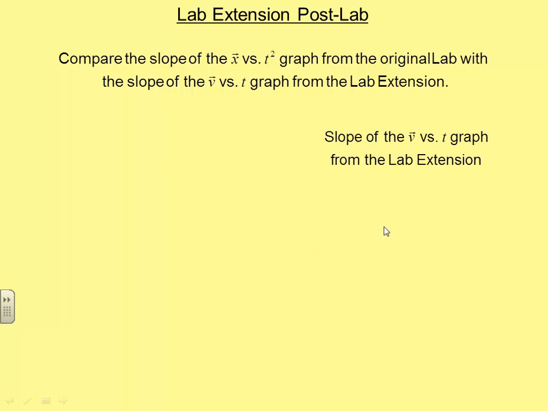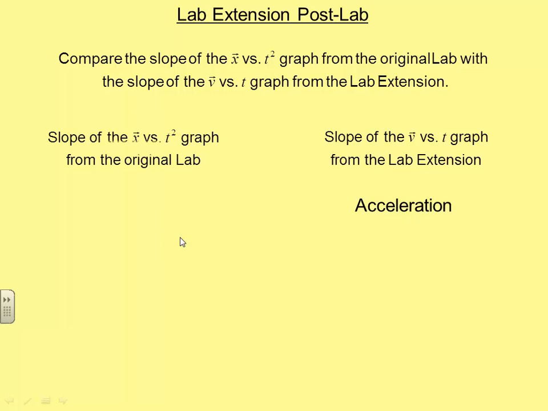Check out your numbers. If you look at your velocity time graph slope that we just made in the lab extension, which is the acceleration, right? Look at that number. Now compare your position time squared graph slope. First of all, look at the units. It's in centimeters per second squared, just like the velocity time graph slope is, but it's not the exact same number. What is it? Look at those numbers. It's exactly half.